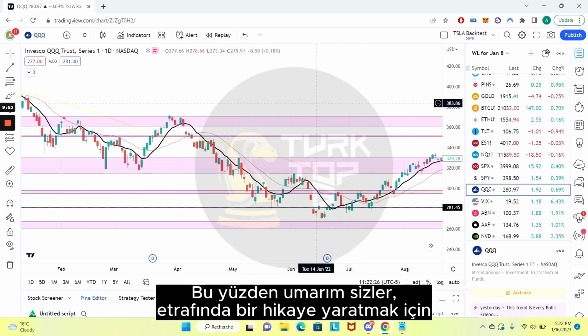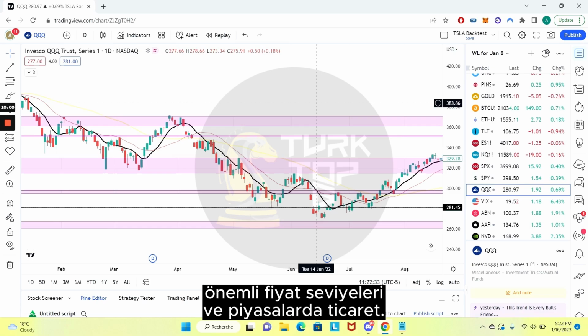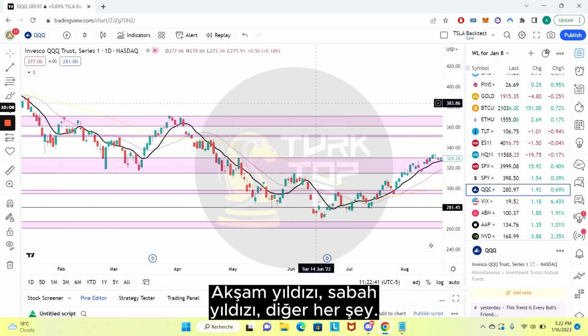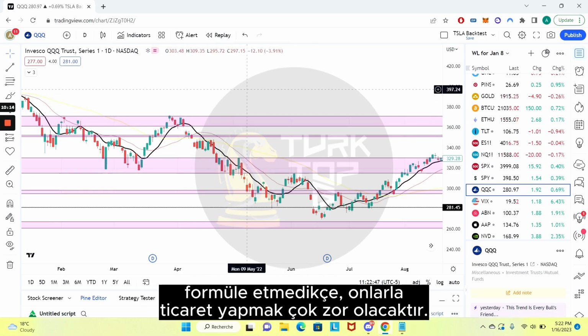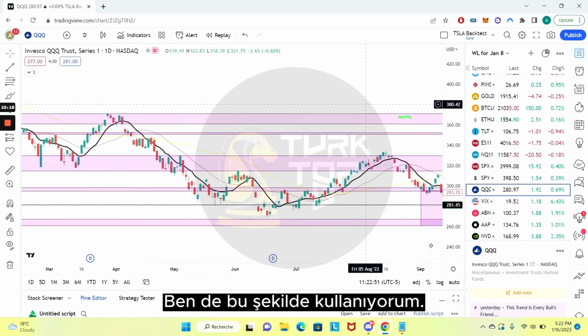So I hope you guys are starting to see how to use candlesticks to create a story around important price levels and trade the markets. That's what the important purpose is. You can try and memorize all the different patterns, the evening star, morning star, all the other stuff, but unless you can formulate a story of what the candlesticks are trying to say, it will be very difficult to trade with them. So this is how I use it.